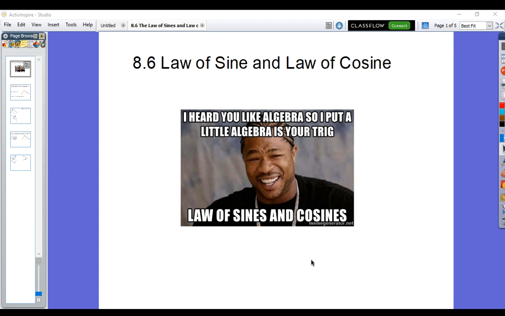Welcome all. Today we're talking about the law of sine and the law of cosine. There is not a lot in here as far as new. There's two new things, but they're very dense. The information is heavy. So let's get started.